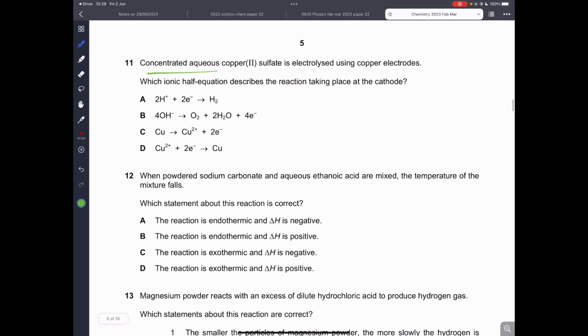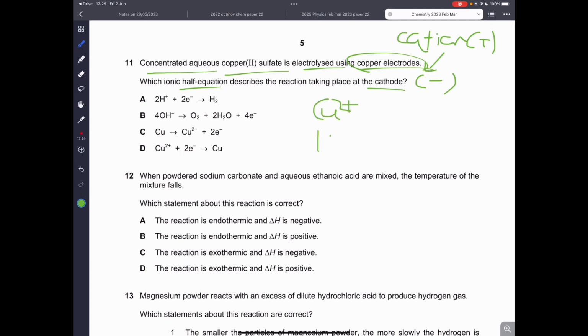Question 11, concentrated aqueous copper sulfate is electrolyzed using copper electrodes. Which ionic half equation describes the reaction taking place at the cathode? Well, the cathode, remember, is the negative electrode, and remember cations, which are the positive ions, go to the cathode. And therefore, let's write up all the possibilities first. There's going to be Cu2 plus, there's going to be H plus ion, and then in copper sulfate, there's going to be SO4 2 minus, the sulfate ion. There's also going to be the hydroxide ion.